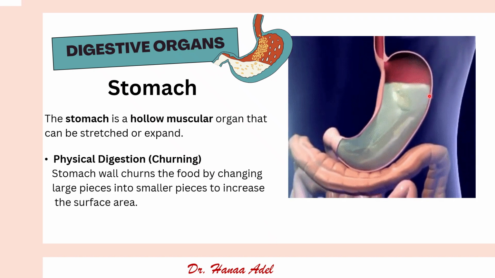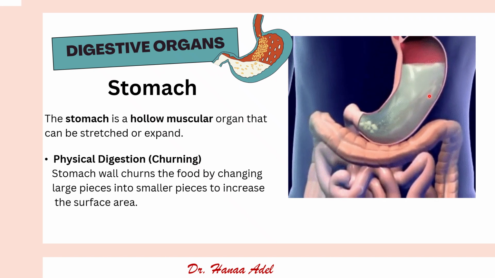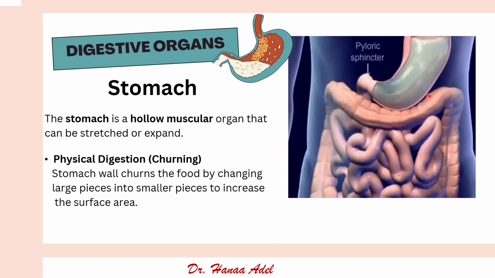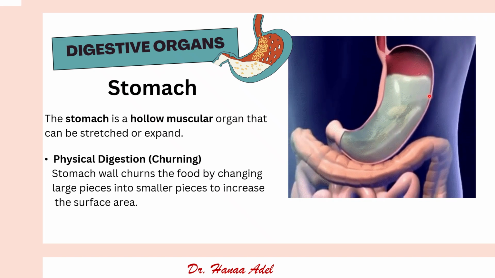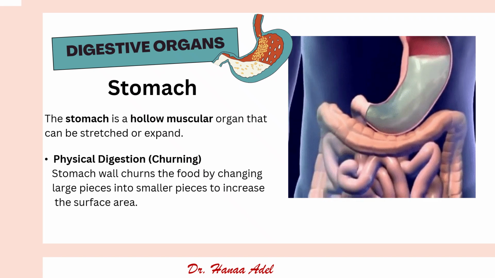So where does physical digestion take place till now? We have two places. The first one is inside your mouth, done by the action of your teeth, and the second place is inside the stomach, done by the muscular wall of the stomach that makes churning.